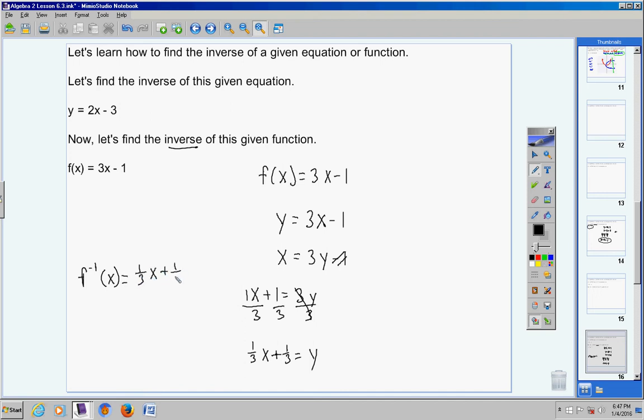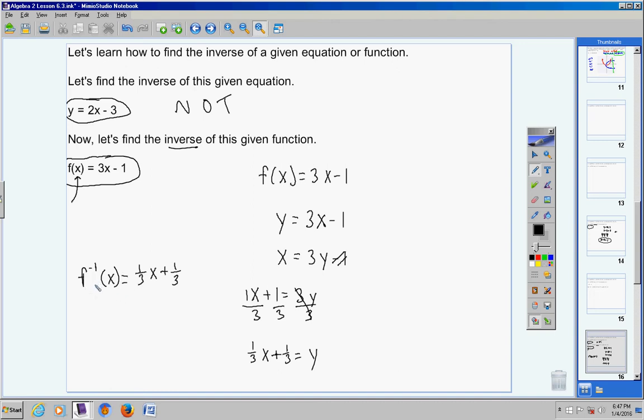Now, every year I teach this, and every year students forget this, and that's not my fault. I'm telling you now, if the original problem is not written in functional notation, then your inverse answer does not need to be written in functional notation. However, if your original problem is written in functional notation, f of x or g of x or h of x, whatever, then your inverse answer must be written in functional notation.